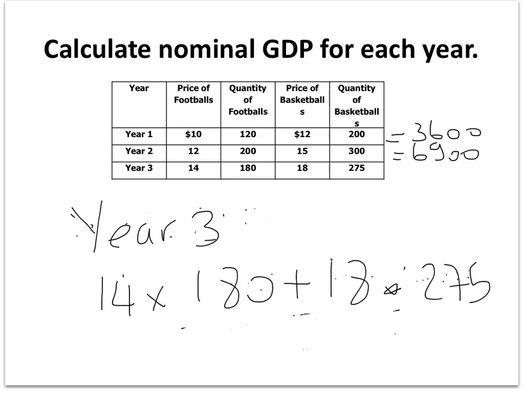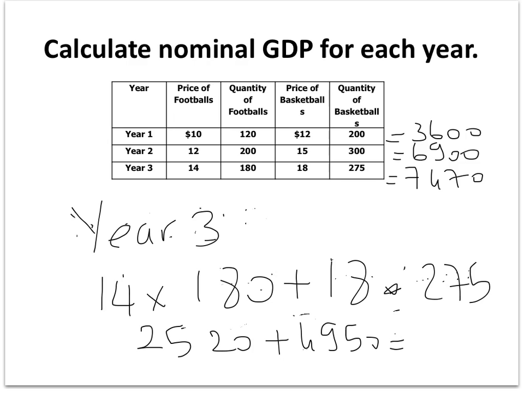So it's 14 times 180, which will give us 2,520, plus 18 times 275, which is 4,950. So the two together will be 7,470. Okay, these are the GDPs, the nominal GDPs.